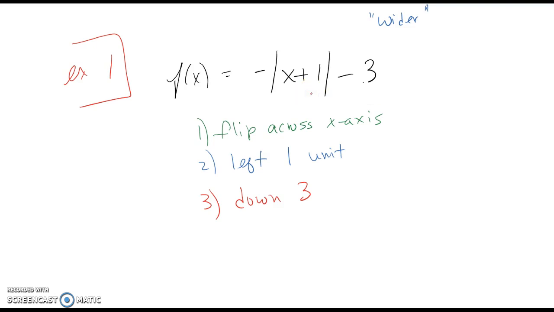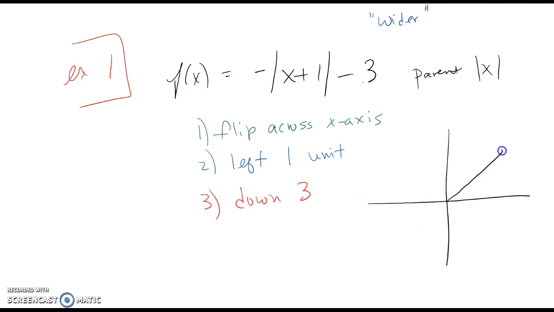What you need to do is start with the parent, which I should have probably said in the beginning, but what is the parent function? Well, the parent is the absolute value of x. So you start with the parent function. So I'm going to start by drawing that graph that we talked about earlier. It's got a slope of 1, 1, 2, 2, 3, 3. There we go, something like that. And now I'm going to do this stuff to it.